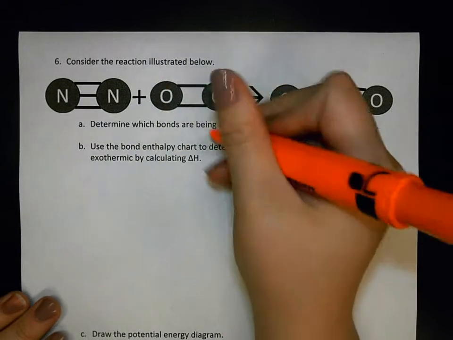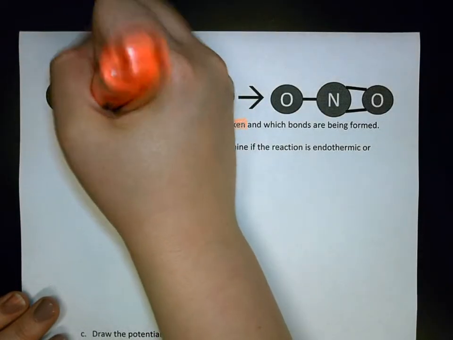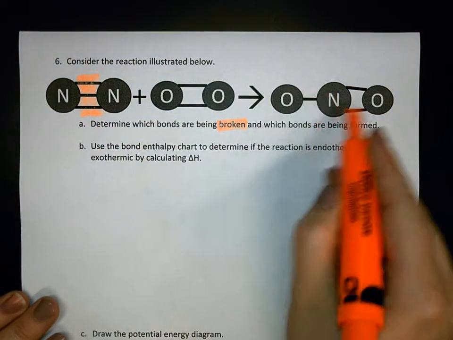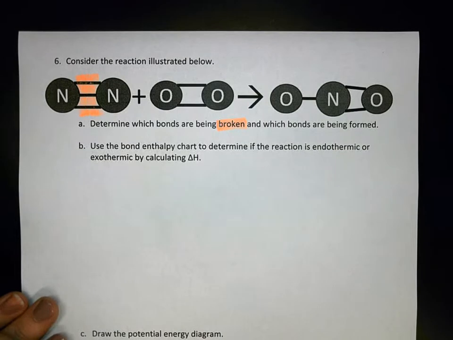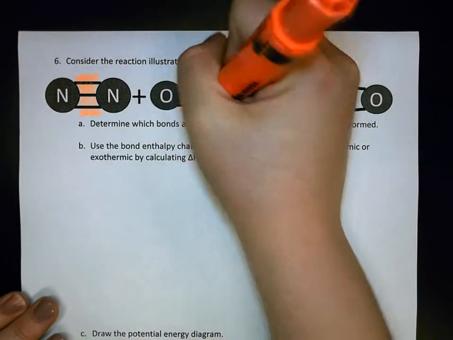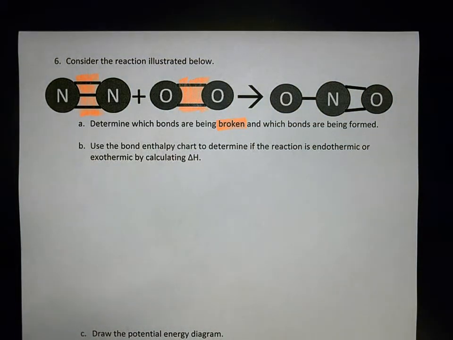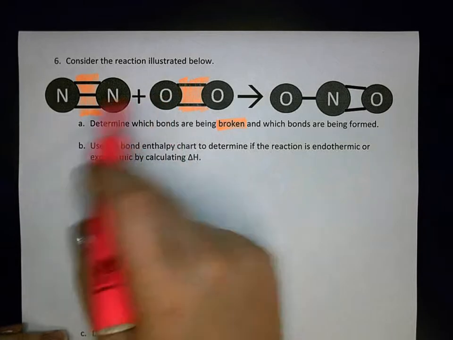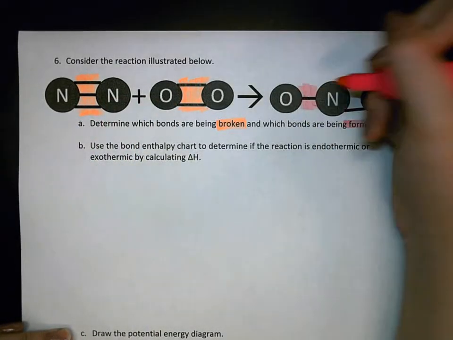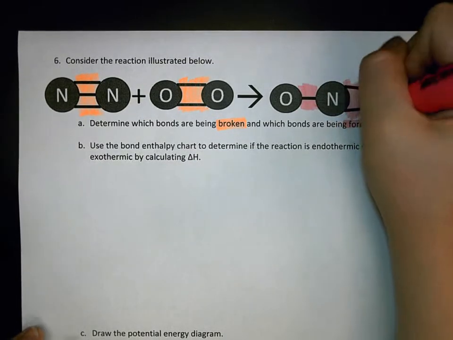So first, let's look at the bonds that are broken. If I look here, I've got an N to N triple bond. I don't see any of those over here, so I must break this bond in order to form this product. I also don't see any O to O double bonds, so I know that that bond is being broken as well. Which means, since all these bonds are being broken, the bonds that are being formed are going to be a nitrogen to oxygen single bond and a nitrogen to oxygen double bond.